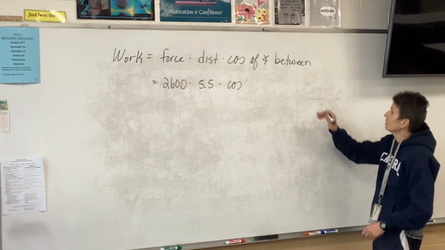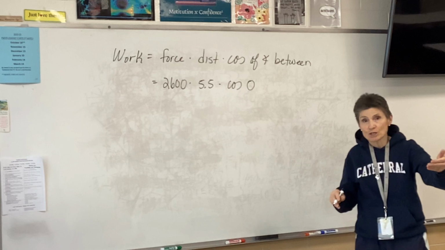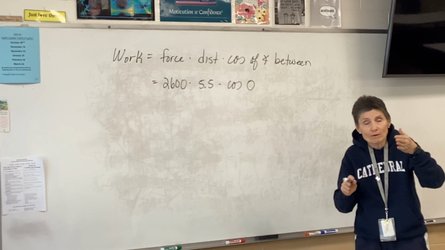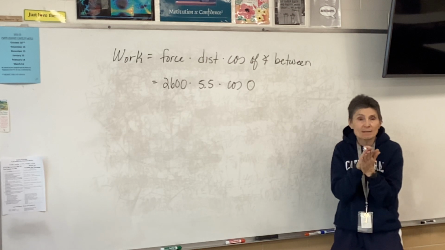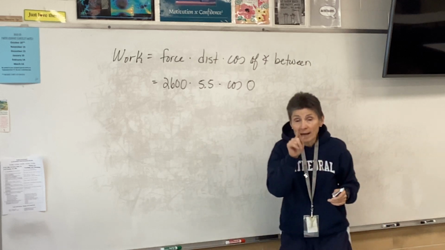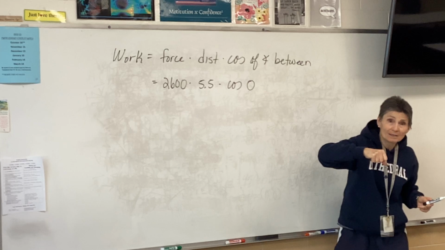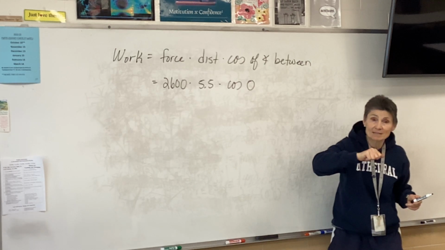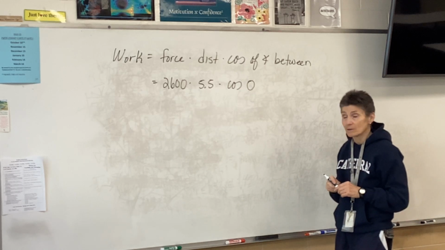So the angle between is 0. They are in the same direction. When your force and your distance are in the same direction, then there's no angle between them. The angle between them is 0. When I was holding the sled from going down the hill, then my force and my distance were in different directions. But now, they're the same.